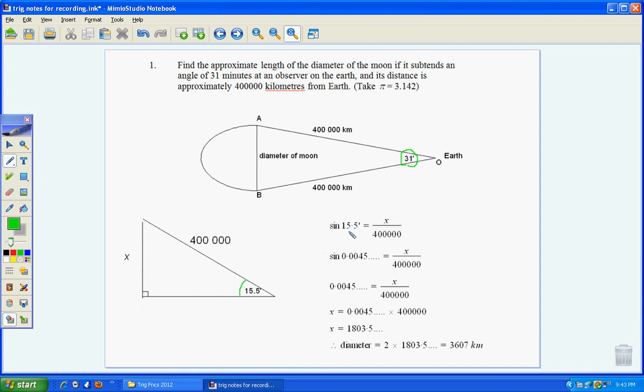So if we substitute that in and look at sine of 0.0045, which is 15.5 minutes, really, instead of doing the calculation, it's going to be 0.0045. We're just going to take that exact value and multiply it by the 400,000, which gives us x being 1803.5, which means our diameter would be twice that. So it's approximately 3,607 kilometers. So we've used that application. We're not having to worry about taking sine of that angle. We're just going to take the angle in radians because it should be very, very close, if not exactly the same.